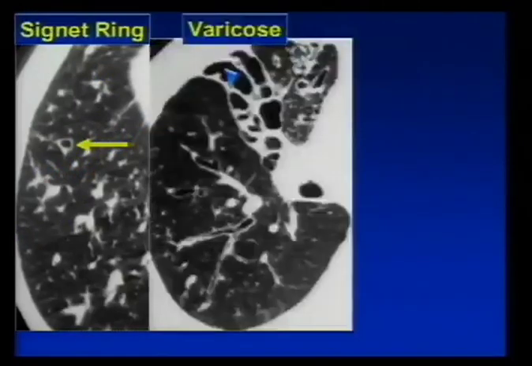Okay. So this is called varicose bronchiectasis. You see how tubular and, what's the word, tortuous those bronchi are.